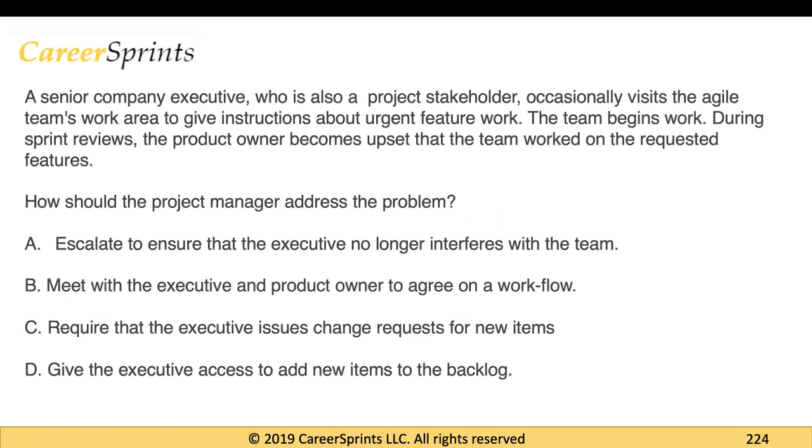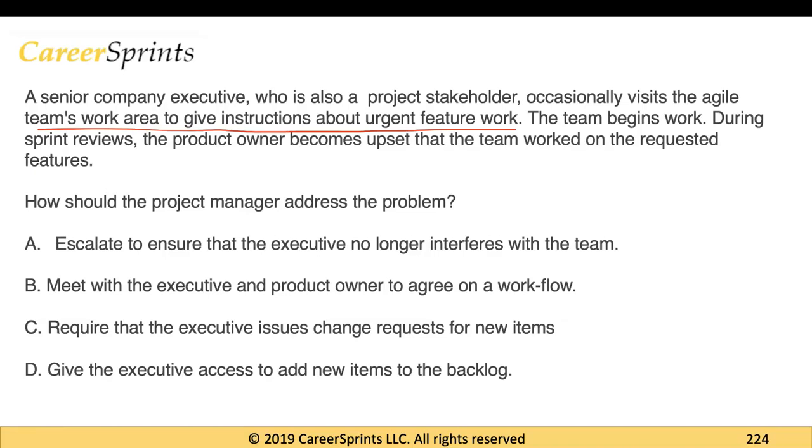So question 12, it says a senior company executive who is also a project stakeholder occasionally visits the agile team's work area to give instructions about urgent feature work. So this person gives instructions about urgent feature work. The team begins work. During sprint reviews, the product owner becomes upset that the team worked on the requested features. How should the project manager address the problem? So I'll again give you a few minutes to think about your answer, and you can choose your answer. All right, so let's try to solve the question together.